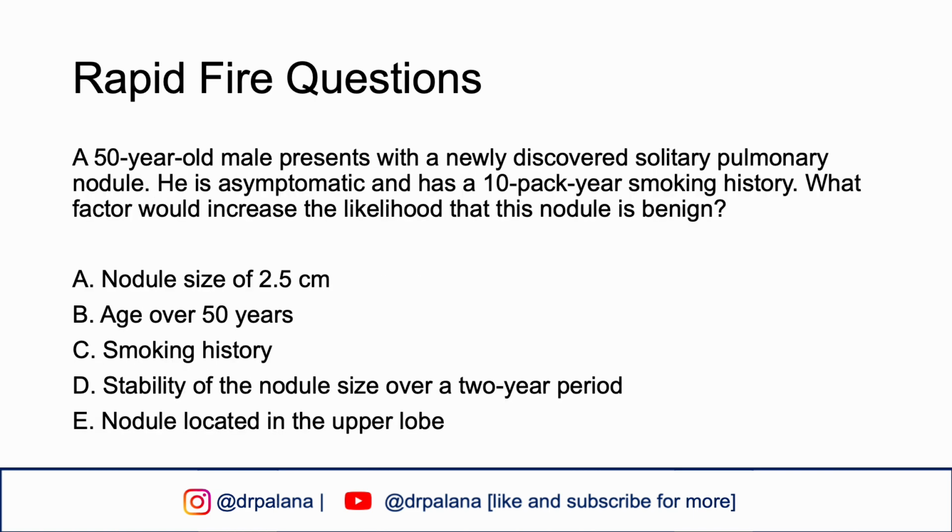A 50-year-old man presents with a newly discovered solitary pulmonary nodule. He is asymptomatic but has a 10-pack-year smoking history. What factor would increase the likelihood that his nodule is benign? A nodule size of 2.5 centimeters, age over 50, smoking history, stability of the nodule size over a 2-year period, or nodule located in the upper lobe? The answer is D, stability of the nodule size over a 2-year period. Stability in size, especially over a period of 2 years, greatly increases the likelihood of a benign nodule. Rapid growth is more suggestive of malignancy.